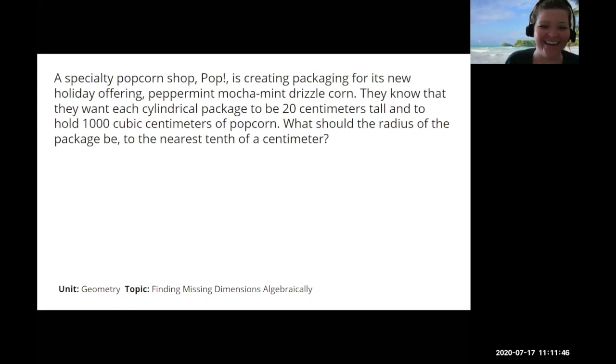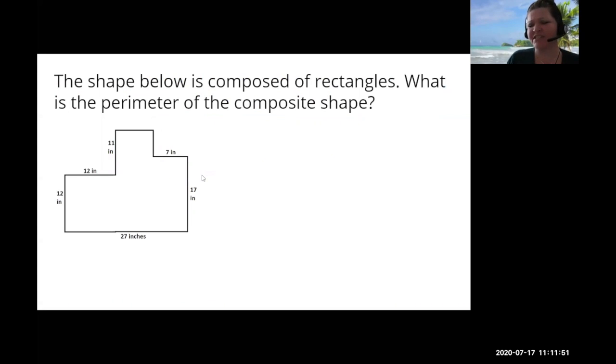Okay, let's move on to something new. We're sick of formulas, right? The shape below is composed of rectangles. What is the perimeter of the composite shape?